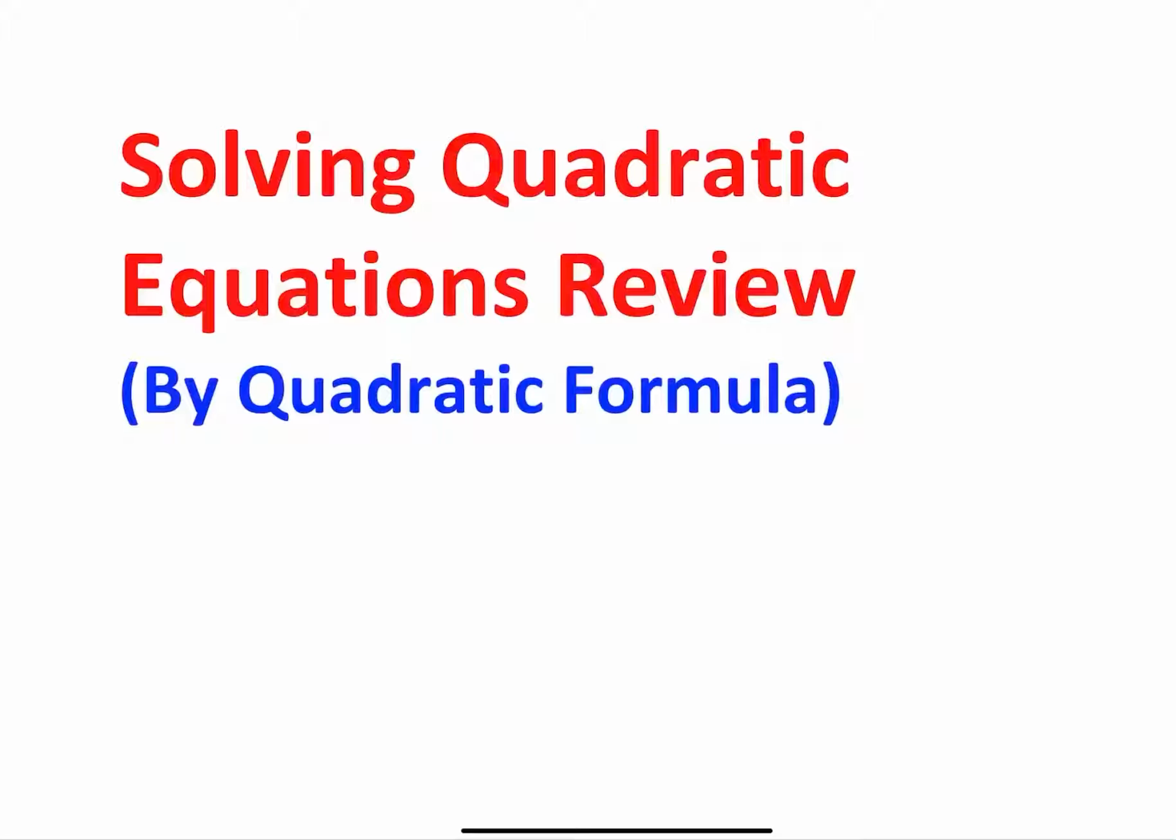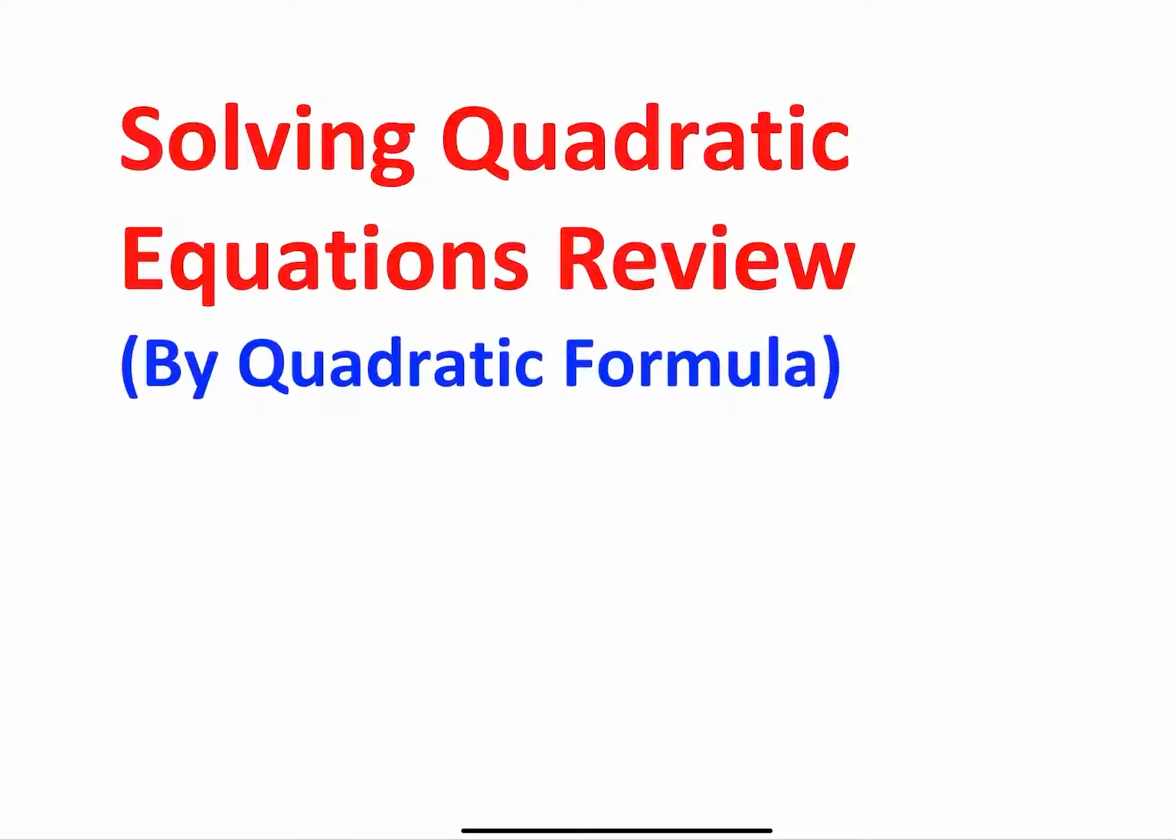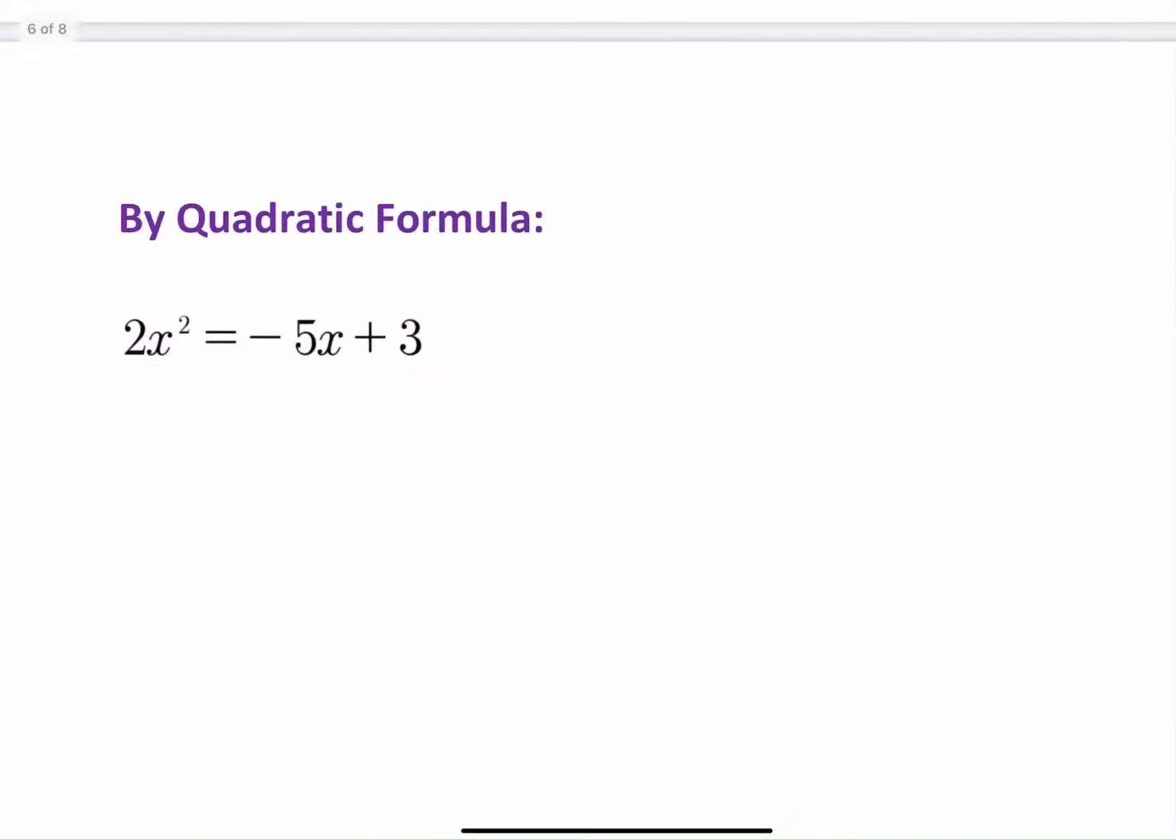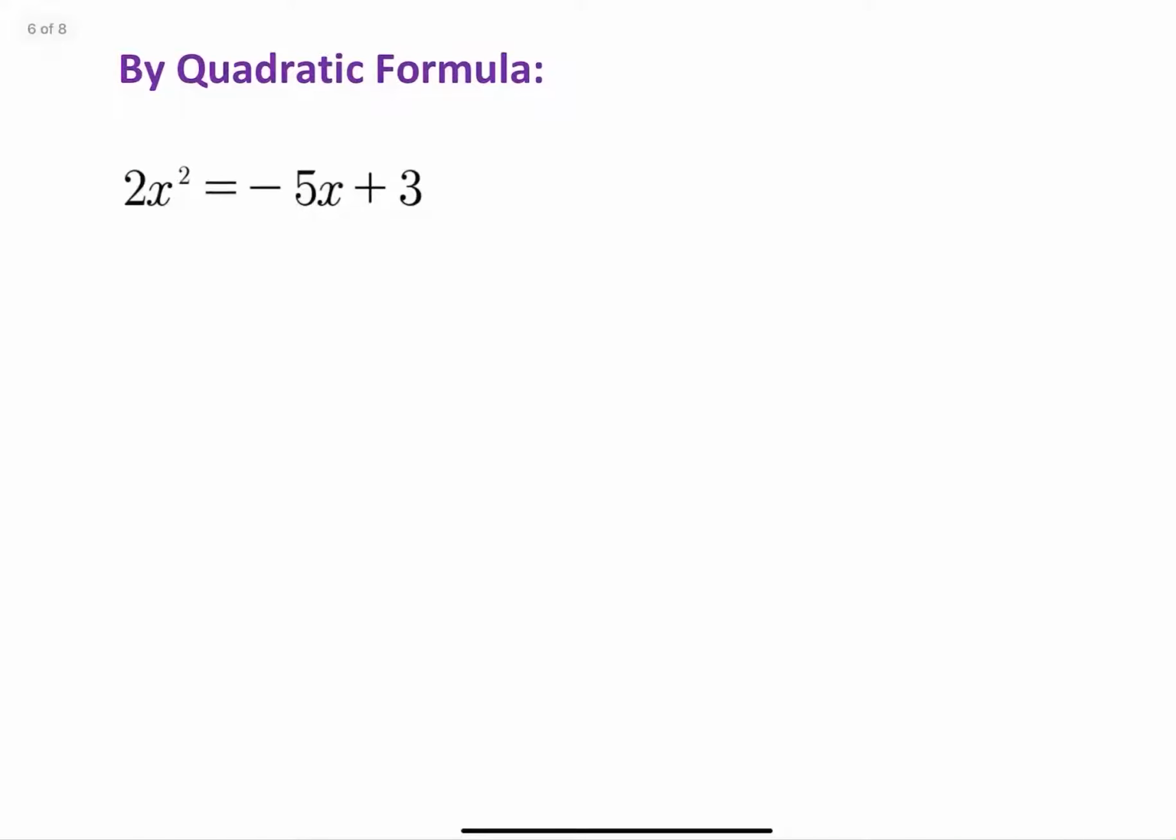Today we're going to review how to solve quadratic equations by using the quadratic formula. In order to do that, we need to know what that quadratic formula is and what we need to do with our equation. Here we have the equation 2x squared is equal to negative 5x plus 3, and this may be an equation that you have seen before in one of my other videos, but this time we're going to be solving it using the quadratic formula.